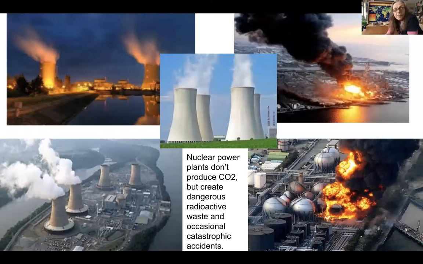So they do not produce CO2. However, they produce dangerous waste products that we really have no idea what to do with forever. And you can have these catastrophic accidents. So here's one: we have the 10-year anniversary today of the meltdown at Fukushima in Japan. And there was an earthquake. So here they built the nuclear power plant on the coast of an area prone to earthquakes.